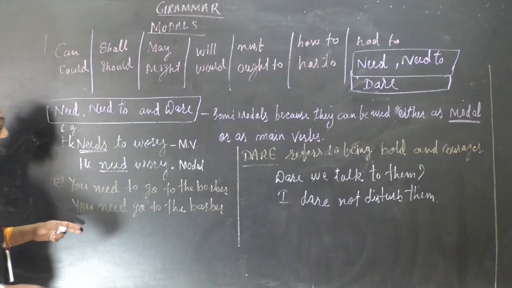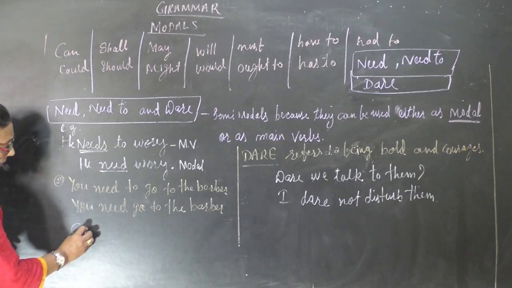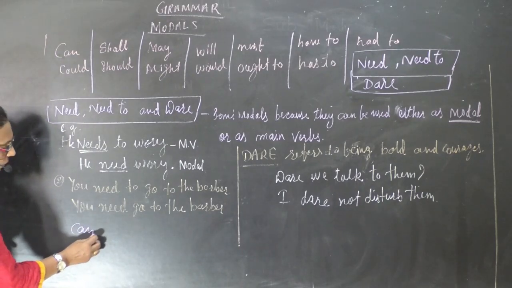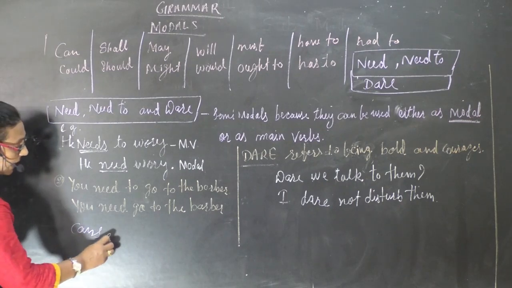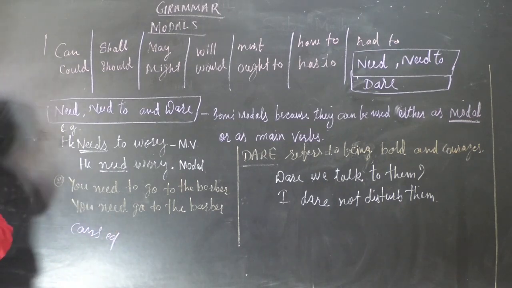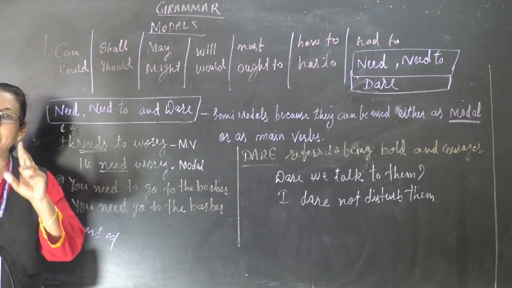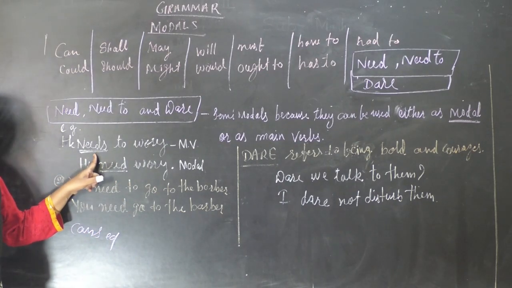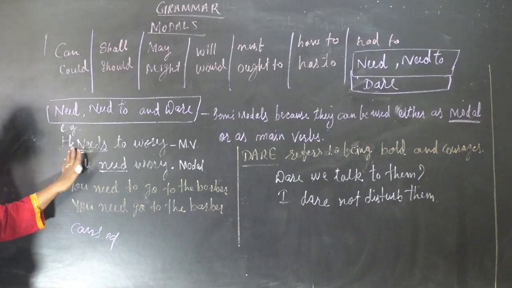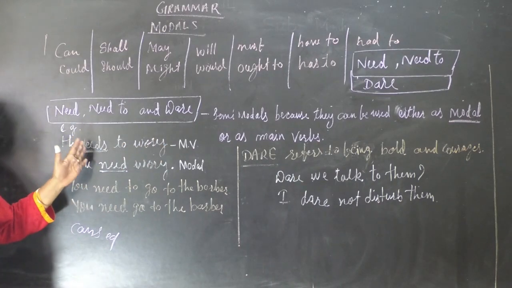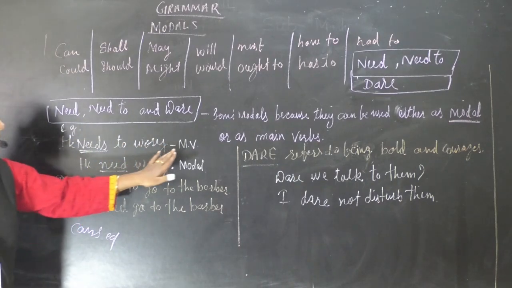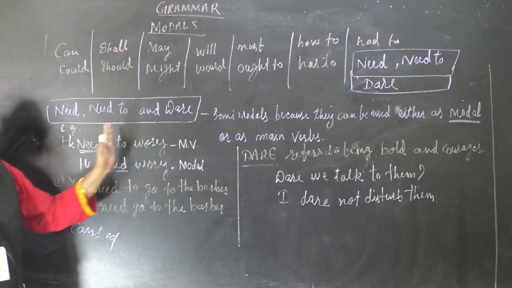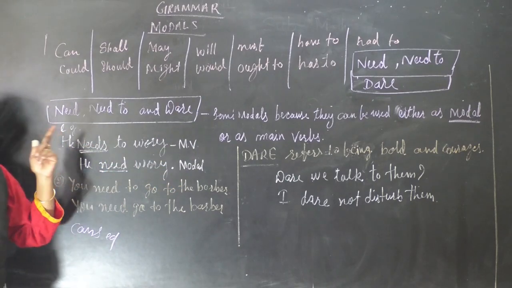As I told yesterday about can, when we are writing this modal, we cannot write cans. Means modals we always use as it is. See here, we have added S over here. In this sentence, this need is used as a main verb. So, he needs to worry.